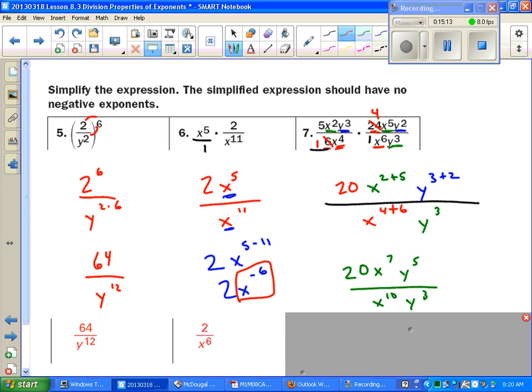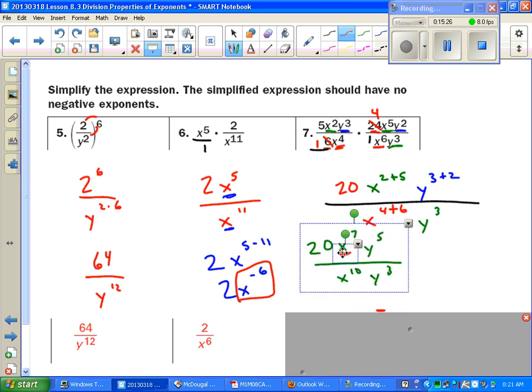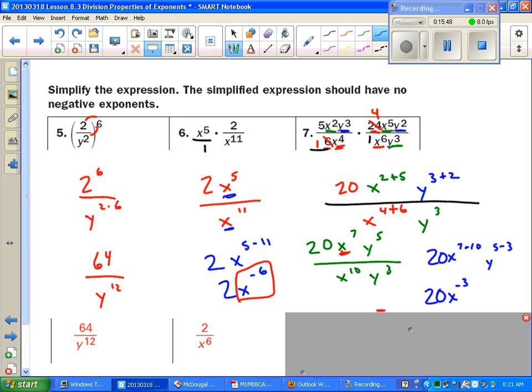So let's simplify the last step we have. We have the same bases being divided by each other, x to the 7th and x to the 10th. X to the 7th and x to the 10th is going to give us 20. We still have 20 there. X to the 7 minus 10. And y to the 5th over y to the 3rd gives you y to the 5 minus 3. It's going to get a lot shorter in a second. 20x to the 7 minus 10 is x to the negative 3rd. Y to the 5 minus 3 is y squared.